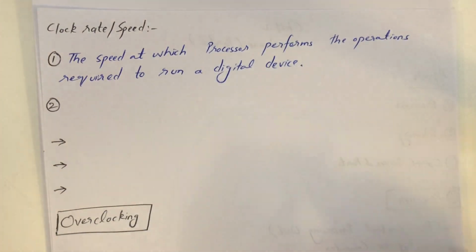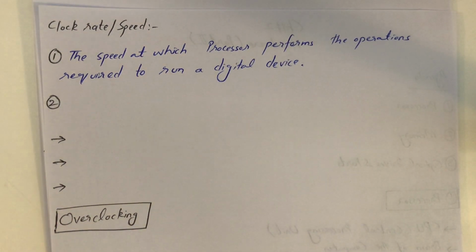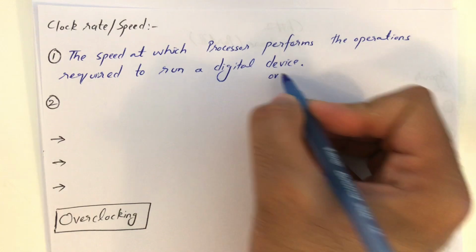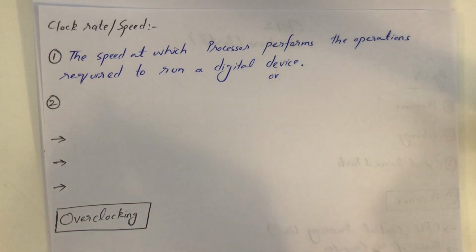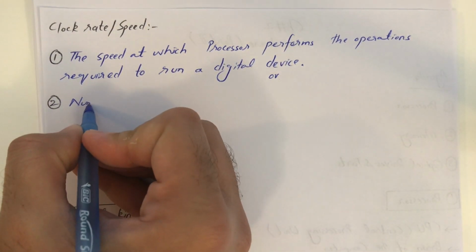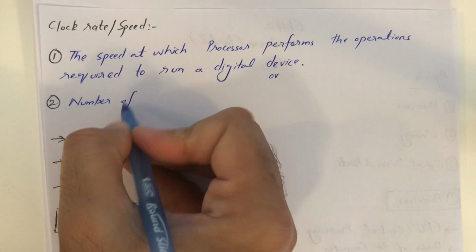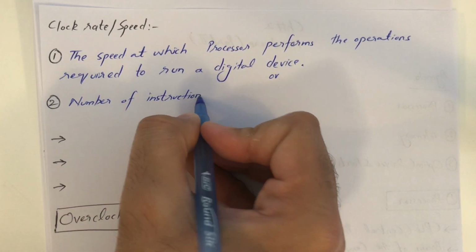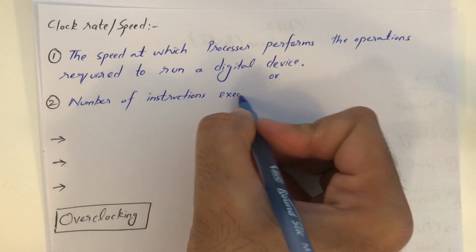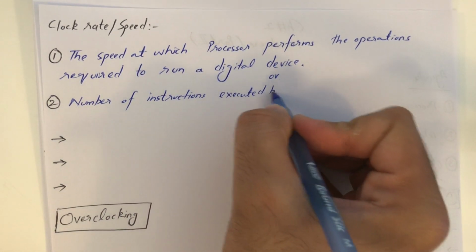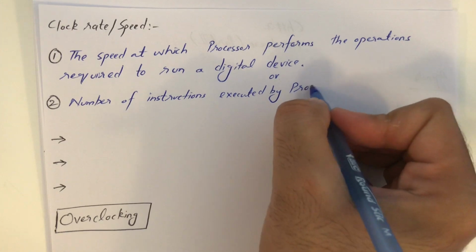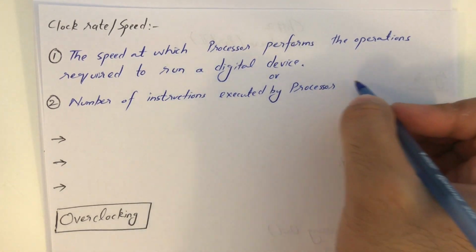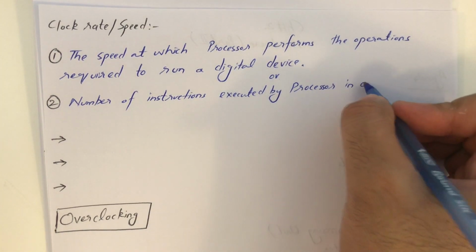So this is called a clock rate, or you can say clock speed. Another definition of clock rate or clock speed, which is a more technical definition, is the number of instructions executed by a processor in 1 second.